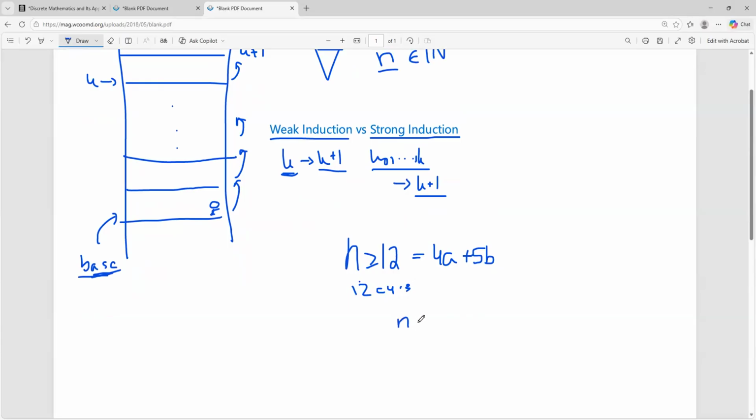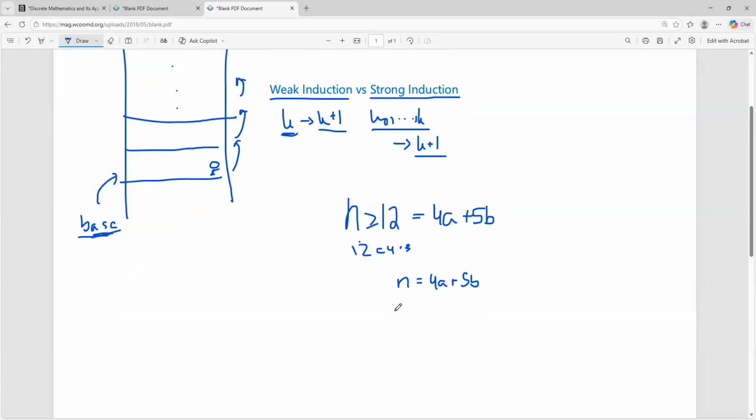Now I want to say n is equal to 4A plus 5B, and I want to prove n plus 1 is equal to 4A plus 5B. Can I use this formula to get this formula? I can't really add 1 on both sides. I get n plus 1 is equal to 4A plus 5B plus 1, but that's not what I want. This doesn't really help me. So in order to solve this, we do what we did before. We have more base cases.